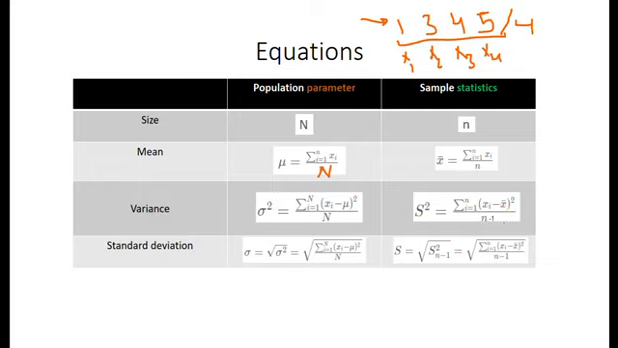All right. And finally, the standard deviation is simply the square root of the calculated variance. So this is the same as this, and this is the same as this. So just make sure to notice the different symbols used and the slight differences in the equations we use to obtain the different statistics or parameters.